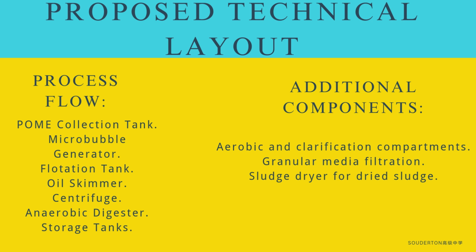To enhance treatment, the system includes an aerobic compartment and a clarification compartment, along with granular media GM filtration to remove fine particles. Additionally, activated sludge from the aerobic process is recycled to maintain microbial activity, while excess sludge is dried in a sludge dryer to produce dried sludge, which can be used as fertilizer or safely disposed of.